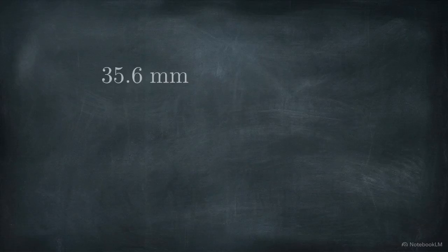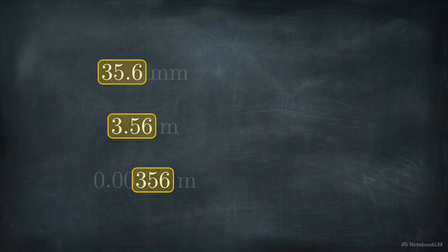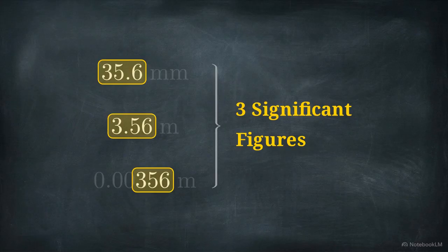Notice that decimal places and significant figures are not the same thing. Shifting the decimal point to change units from millimeters to meters adds zeros, but all 3 of these numbers still contain exactly 3 significant figures.